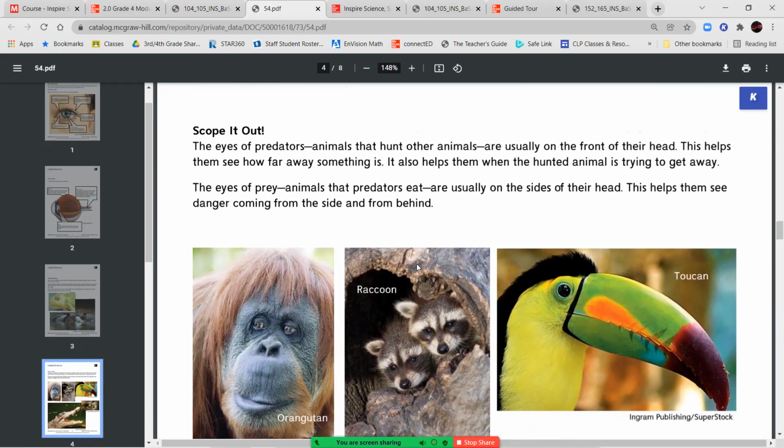Scope it out. The eyes of predators. Animals that hunt other animals usually have eyes on the front of their head. This helps them to see how far away something is. It also helps them when the hunted animal is trying to get away.